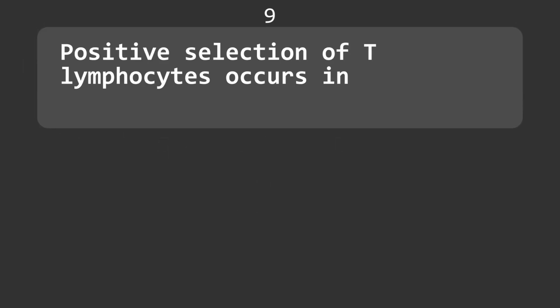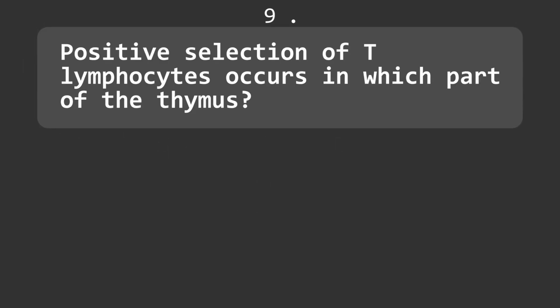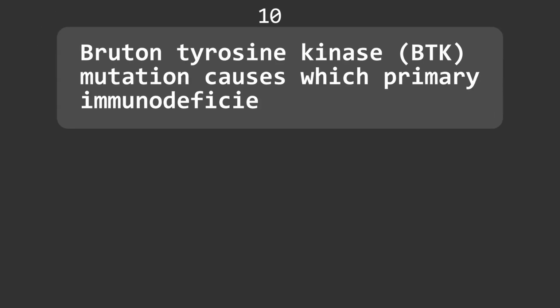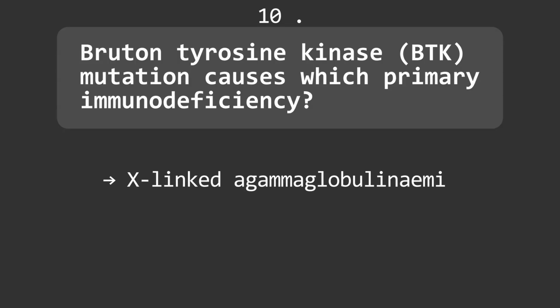Positive selection of T lymphocytes occurs in which part of the thymus? Cortex. Bruton tyrosine kinase (BTK) mutation causes which primary immunodeficiency? X-linked agammaglobulinemia.